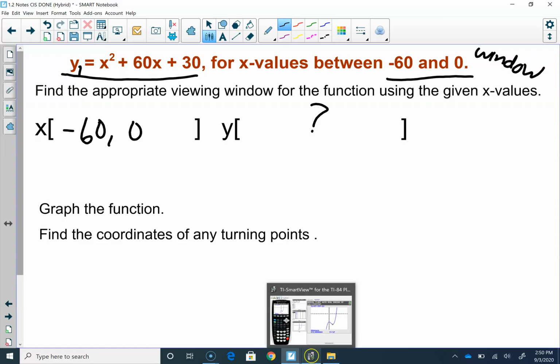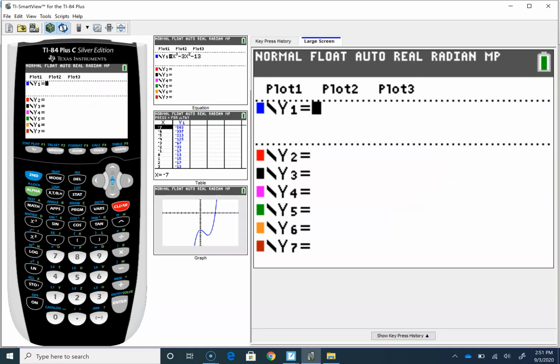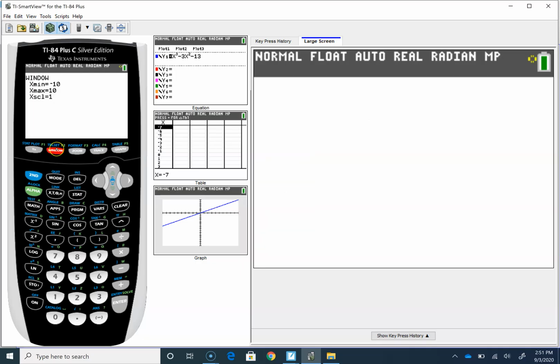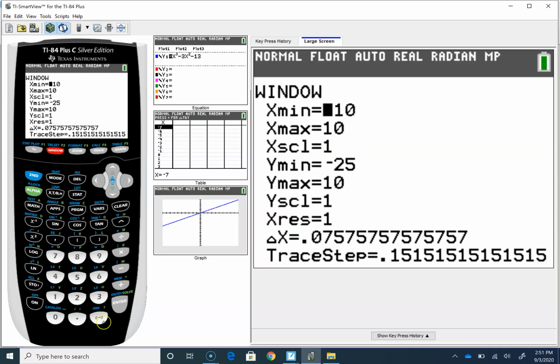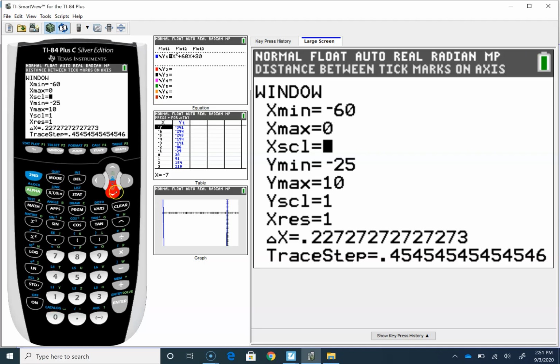So I'm going to go back to my calculator. I'm going to go to the Y equals. I'm going to clear it out, and I'm going to type in my x squared plus 60x plus 30. And I'm going to go into my window and change my first window. It said negative 60 and the max would be 0. And then I'm going to have to find the other window. So I'll just leave it how it is. I'm going to just graph.